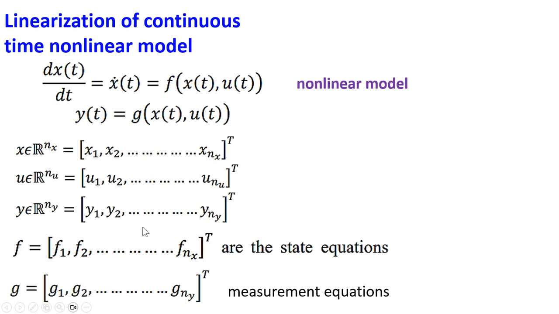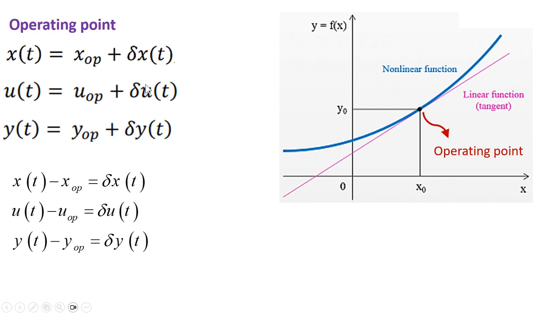f1 is the nonlinear function for the derivative of the first state. f2 is the nonlinear function for the derivative of the second state, and so on until the last state, nx. Similarly, for the measurement equation, g will also be a vector. Each g corresponds to each of the outputs, and each of them are nonlinear functions. Now, before we can linearize this nonlinear model, we first have to select an operating point. We then linearize the nonlinear model at the operating point, which is chosen by the user. The subscript op means operating point.